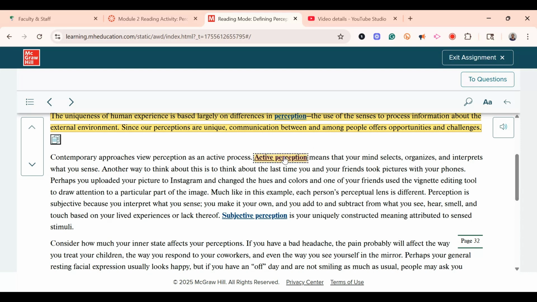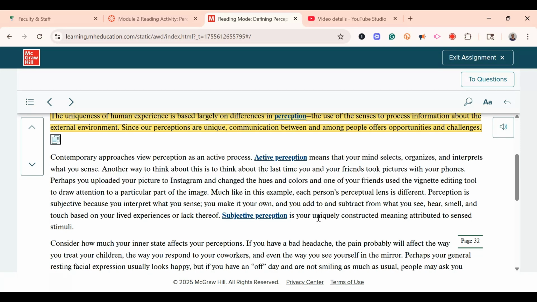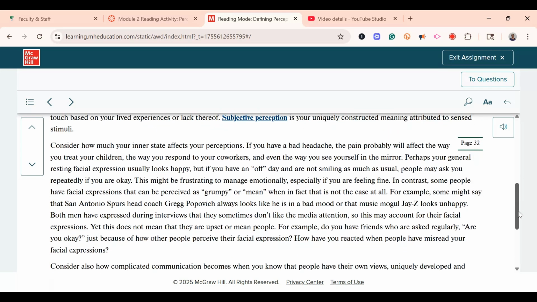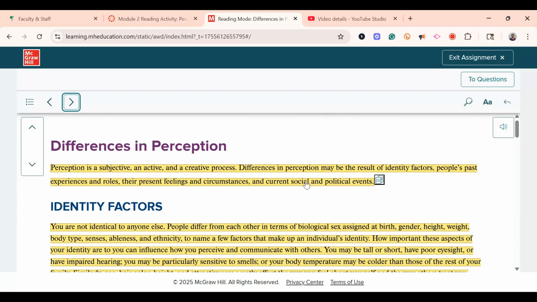And so we have what's called active perception. This is the way that your mind selects things. And we have subjective selection. This is kind of the way you sense things. So it has to do with your inner self and your outer self. And you'll read more about that as you go through the chapter.